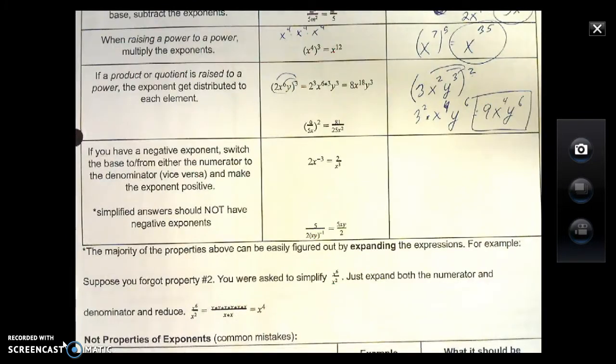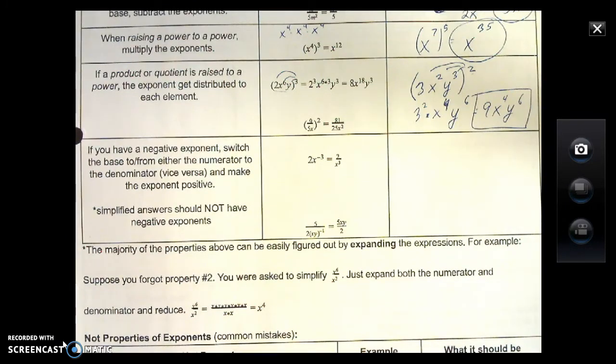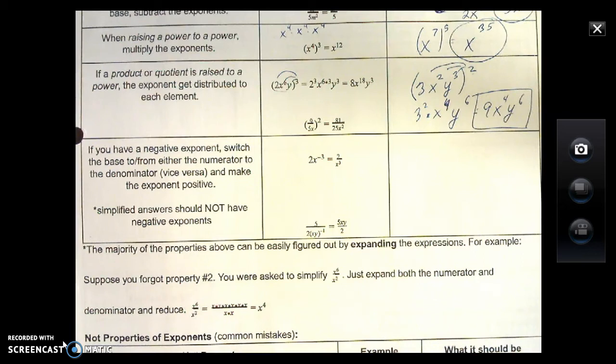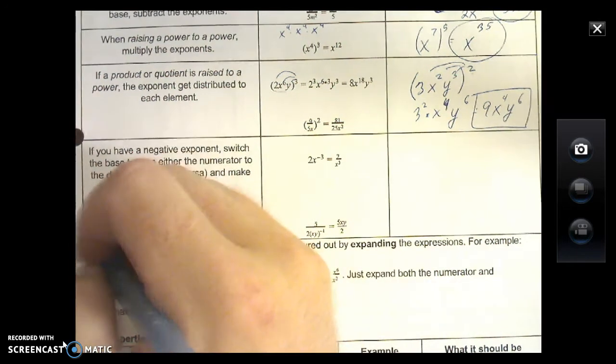Finally, if you have a negative exponent, switch the base from either the numerator to the denominator, or vice versa, and make the exponent positive. Simplified answers should not have negative exponents. You might want to put a little box around this.